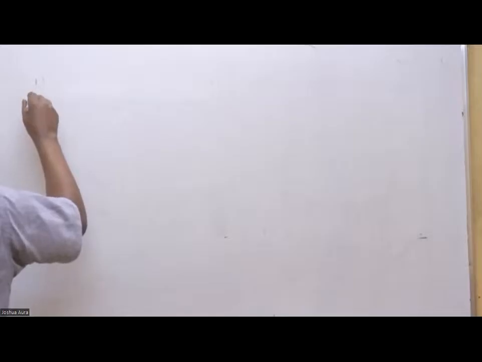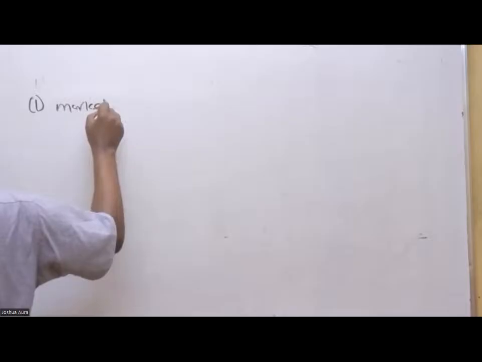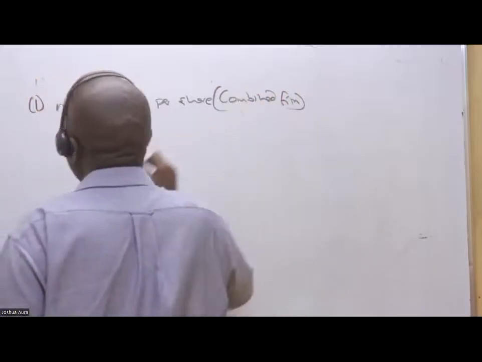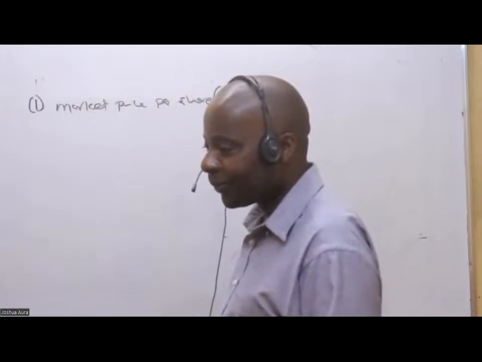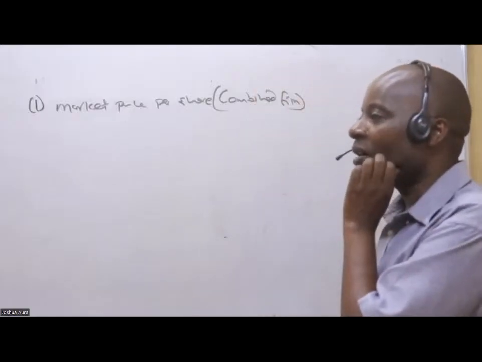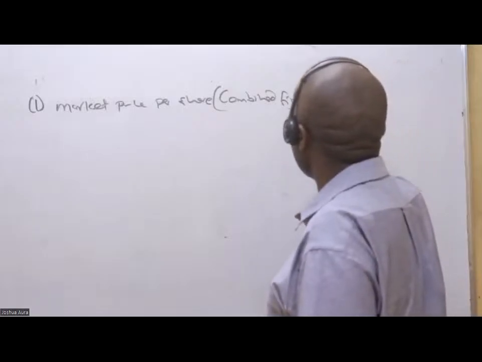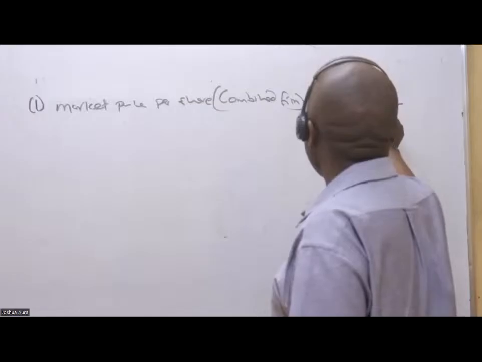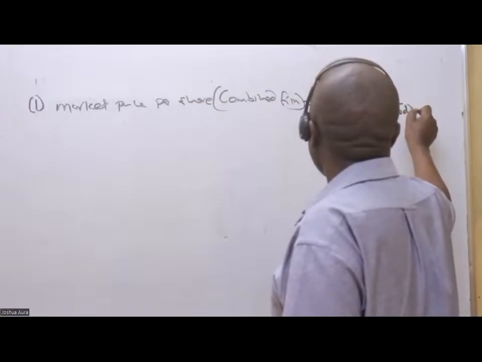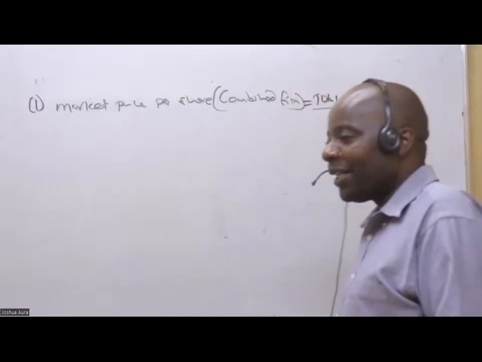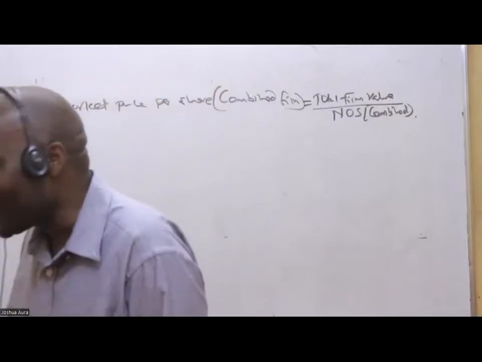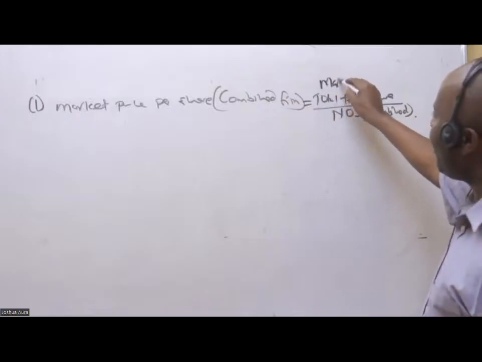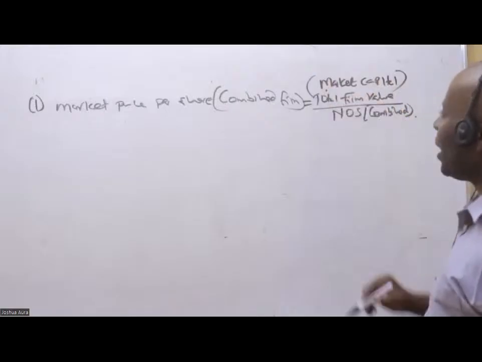Great. So Roman 1. They want us to give them market price per share of the combined firm. It's theoretical normally. So then how do we get this? This one here will be the total firm value over the total combined number of ordinary shares. Remember, total firm value is the same as market capitalization. I like calling it market capital.